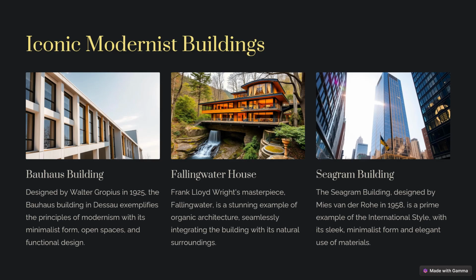On the second picture, we have Falling Water House. Frank Lloyd Wright's masterpiece, Falling Water, is a stunning example of organic architecture, seamlessly integrating the building with its natural surroundings. The next picture is the Seagram Building. The Seagram Building, designed by Mies van der Rohe in 1958, is a prime example of the international style, with its sleek, minimalist form and elegant use of materials.